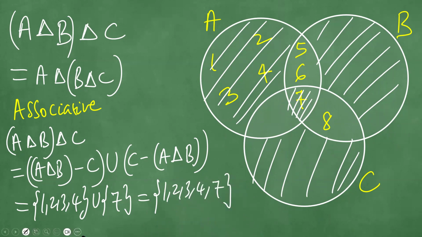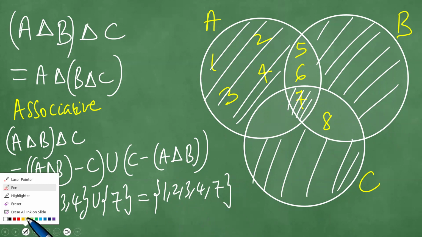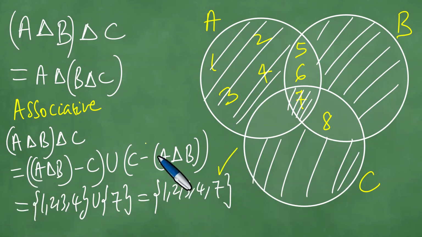Okay, so this means that the symmetric difference of A, B, and C is 1, 2, 3, 4, 7. So this is the symmetric difference of A, B, and C all together. Okay, so we're done with that.